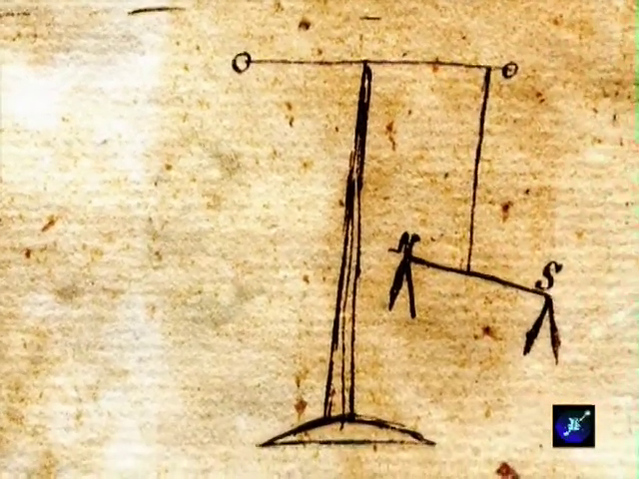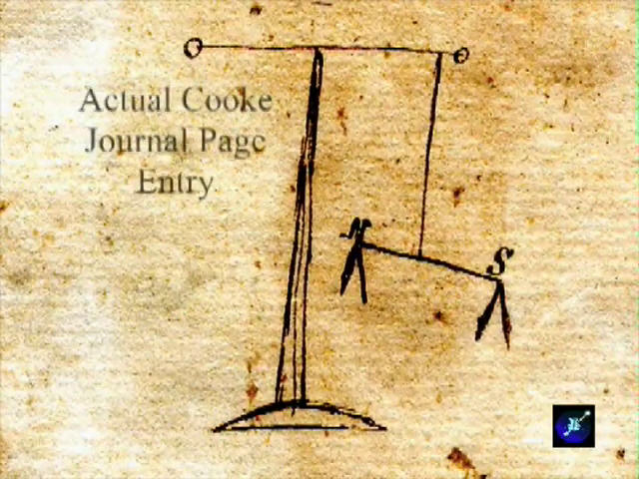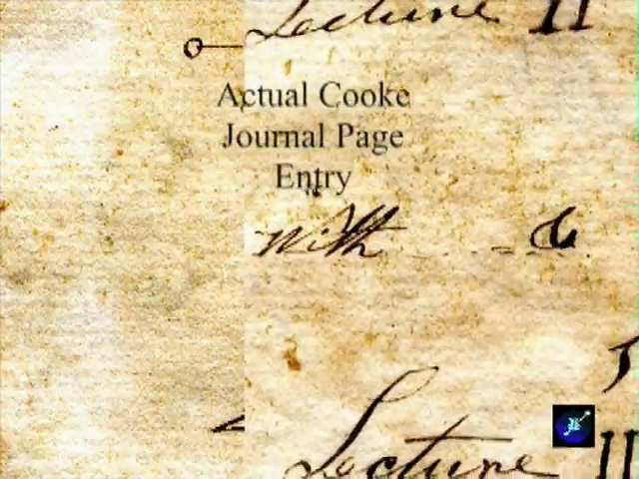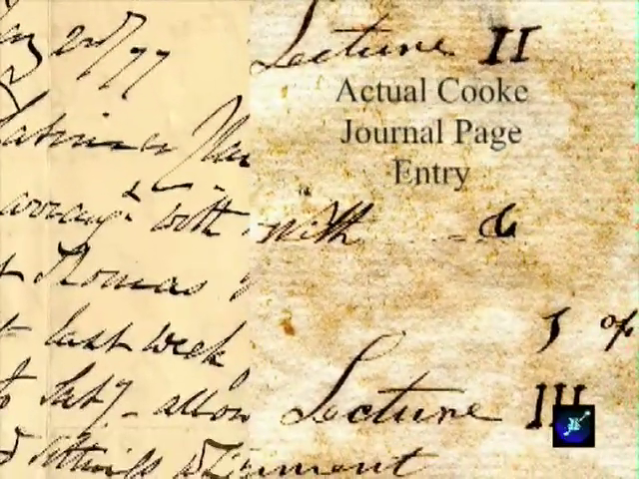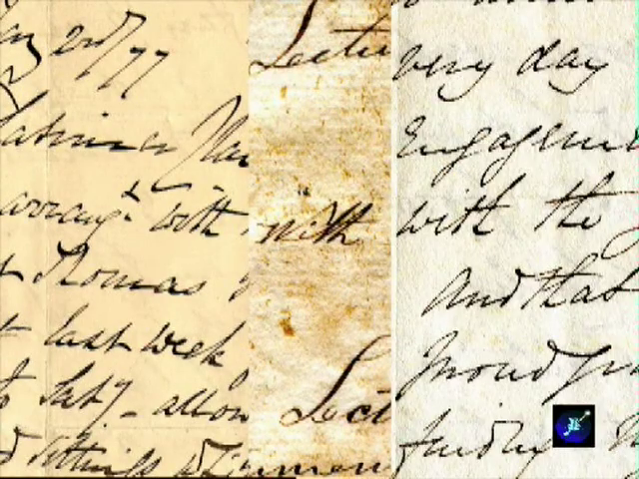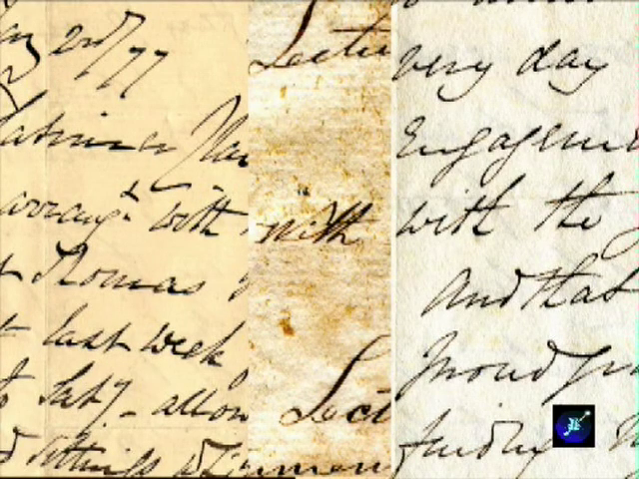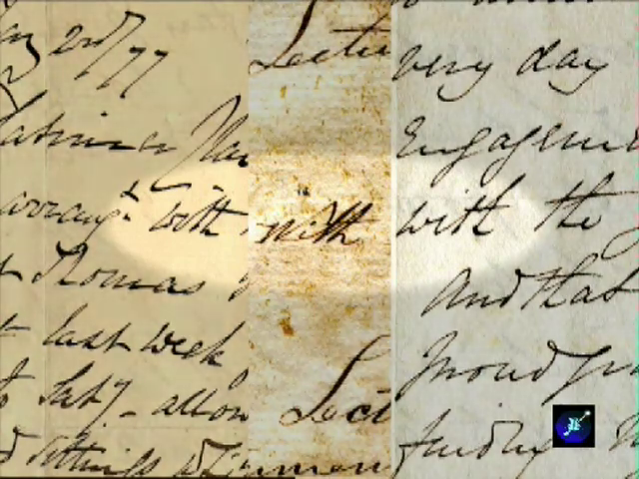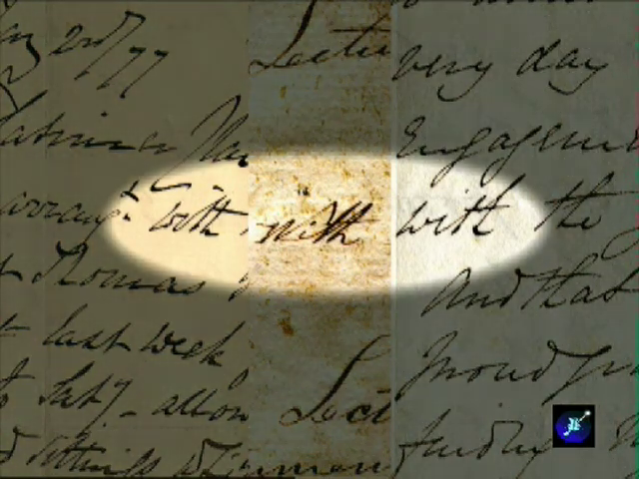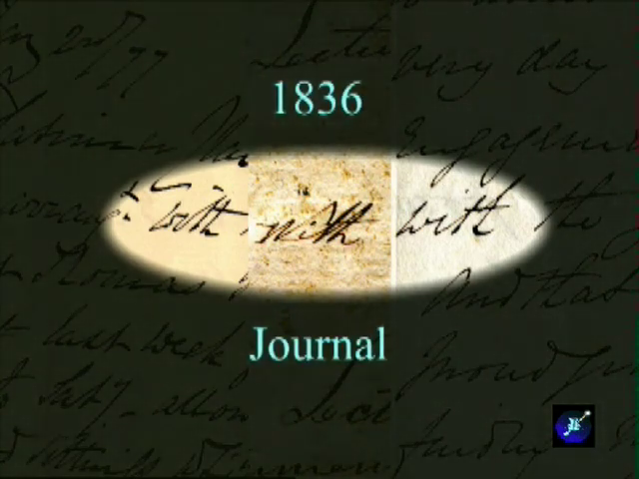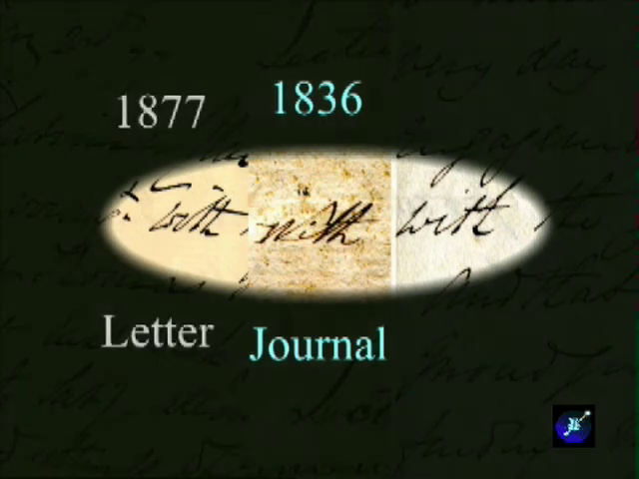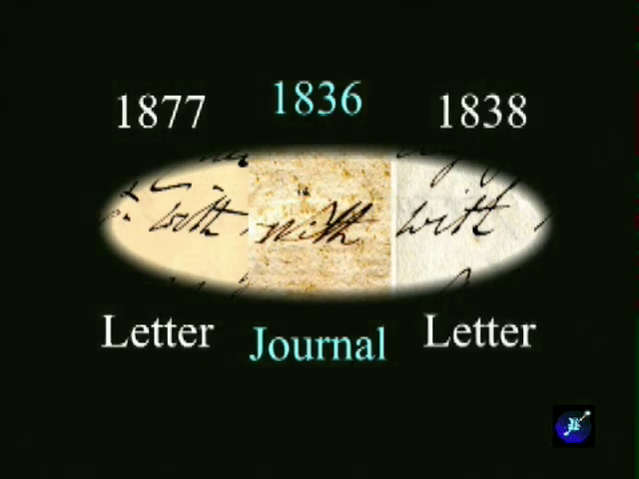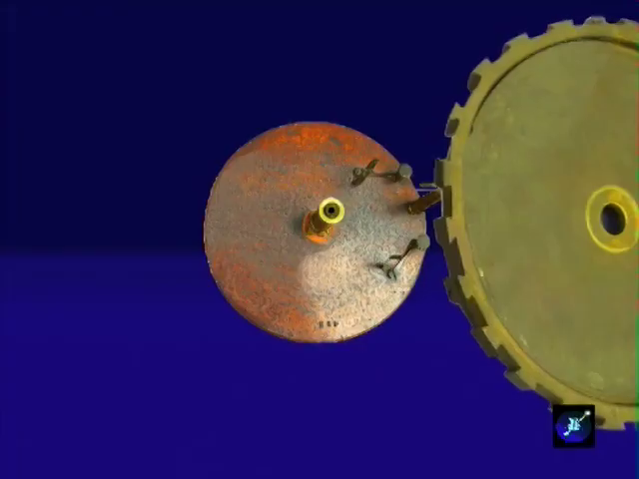The most definitive use of exemplars occurring during the Cooke journal's paleography authentication process was found simply in the word "with." The Cooke journal entry page dated 1836, the earliest in the journal, juxtaposed between Cooke exemplar letters dated 1838 and 1877, the latter separated by a span totaling 39 years, remarkably demonstrated this particular paleographic authentication process application to be the most conclusive.